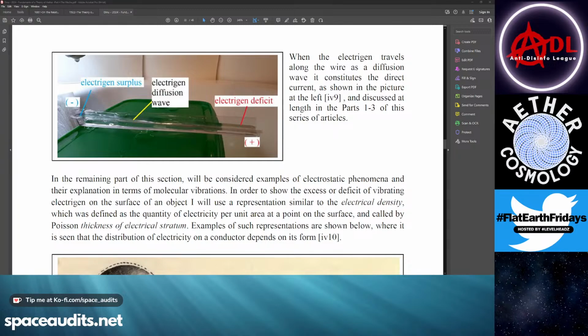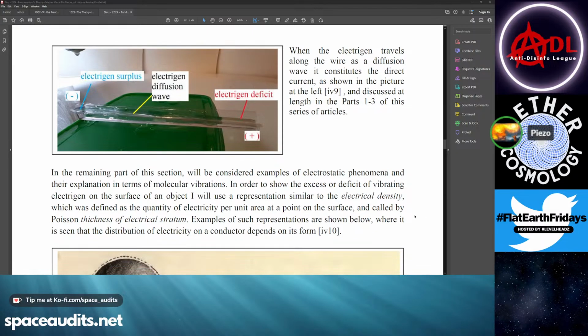When the electrogen travels along the wire as a diffusion wave, it constitutes the direct current as shown in the picture at the left and discussed in length in parts 1 to 3 of this series of articles. So negative, he's saying electrogen surplus, positive, he's saying electrogen deficit, electrogen diffusion wave moving through the wire.